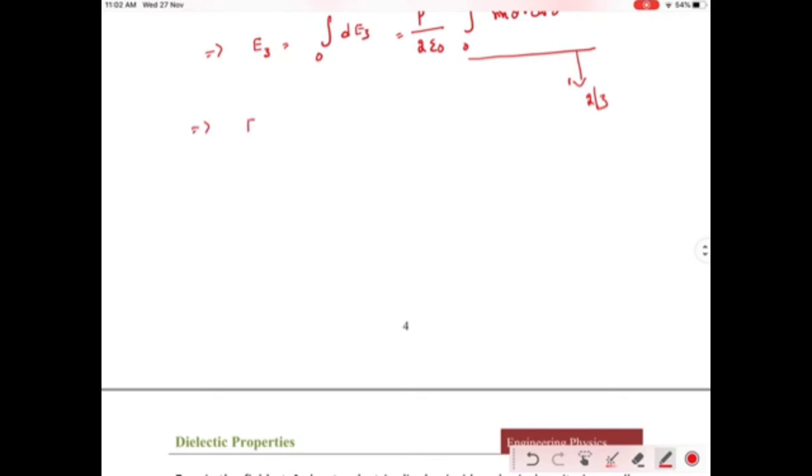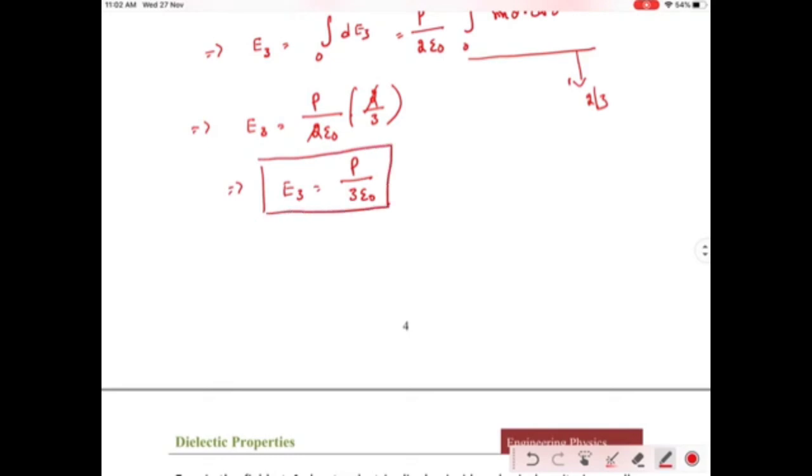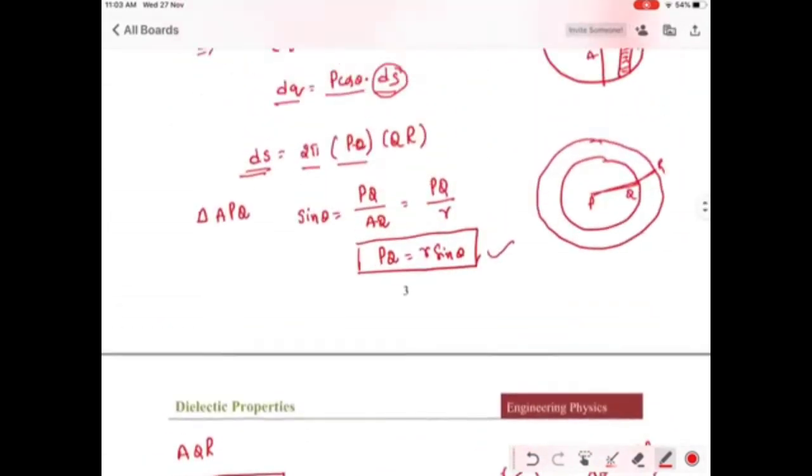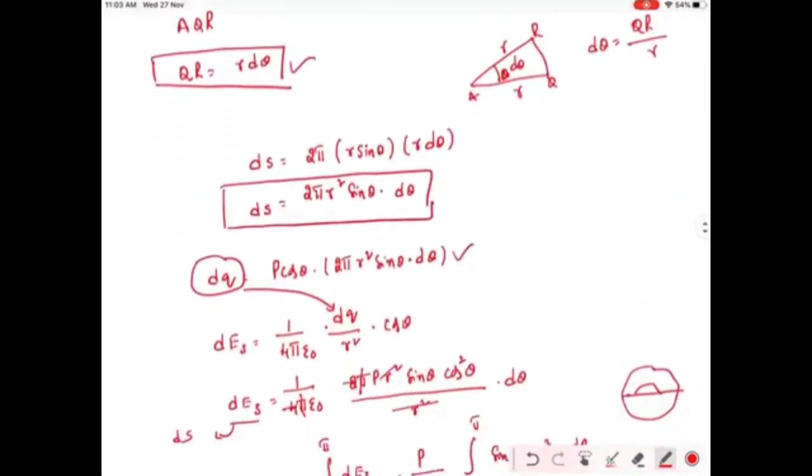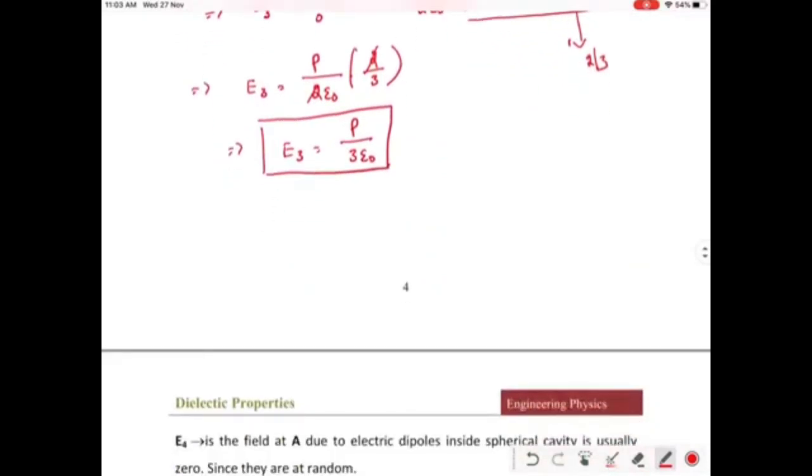Now substitute the value here. So we will get E3 is equal to P by 2 epsilon naught into 2 by 3. So the 2 gets cancelled. You will get E3 is equal to P by 3 epsilon naught. So this is the required expression for the electric field E3, the electric field due to charges on the surface of a sphere. So we calculated E3 here.